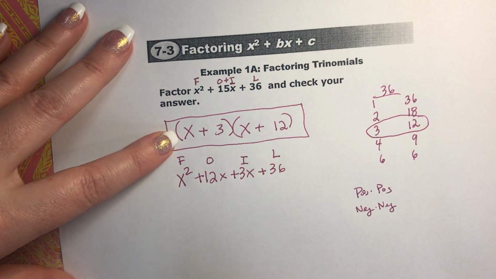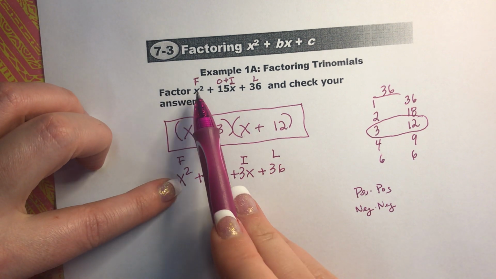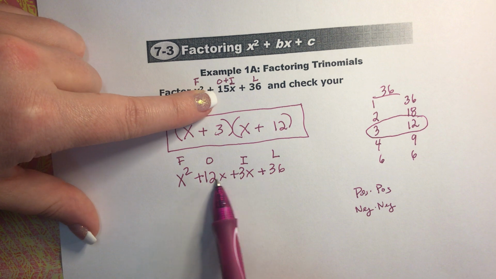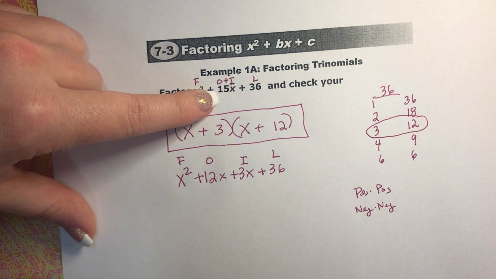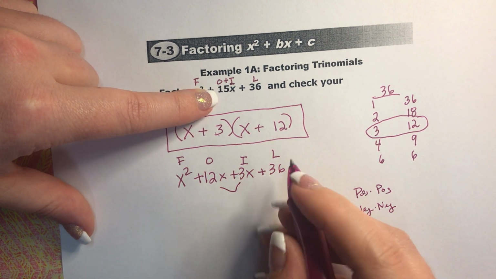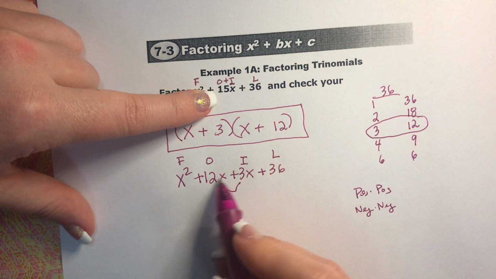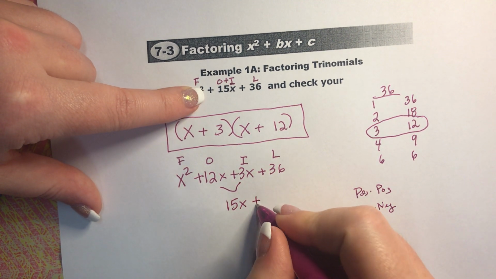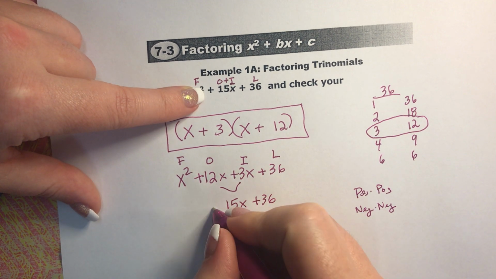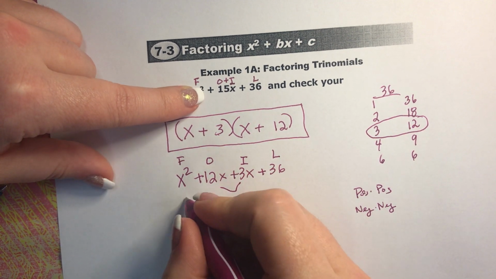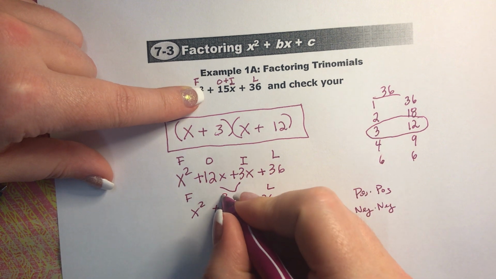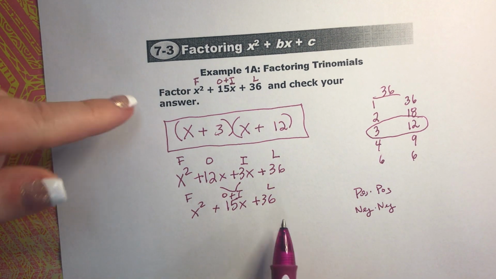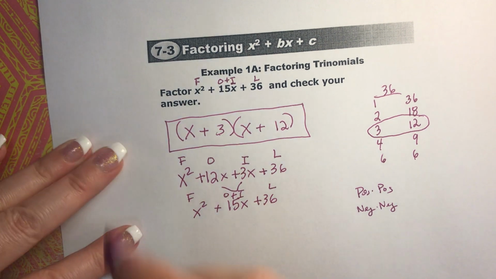So you can see there's my first, there's my last, and then the outside and the inside. 12 plus 3, you add those together, and that's the only way you can get a positive, because they're both positive. And we get x squared plus 15x plus 36. You can see this was my first, this was my last, and this was a combination of the outside and the inside. So we got the same thing, so we know that we did it right on our check.